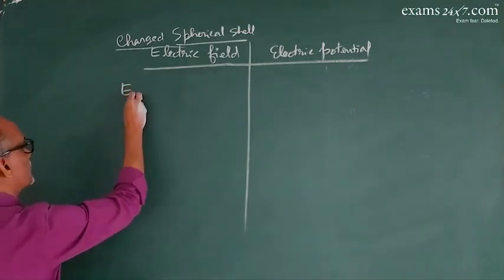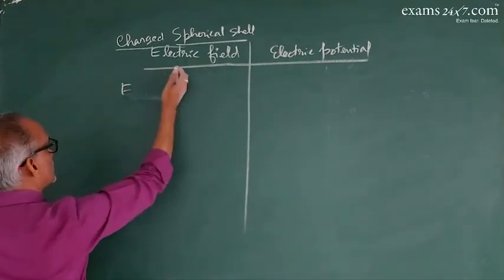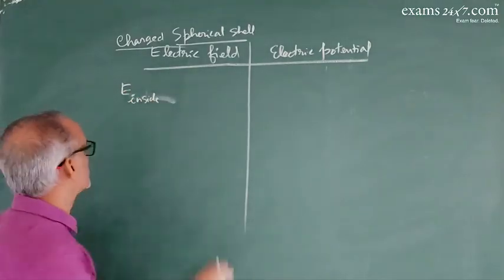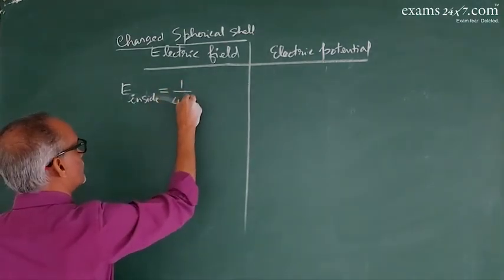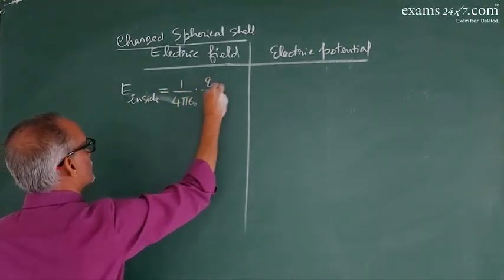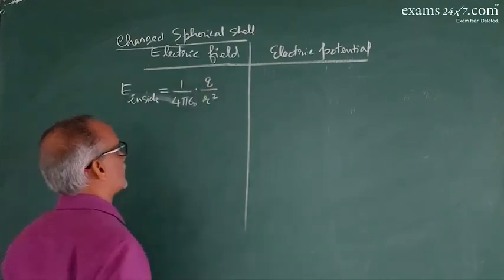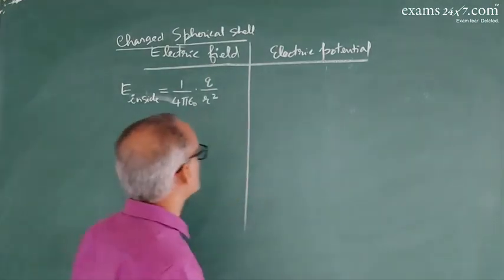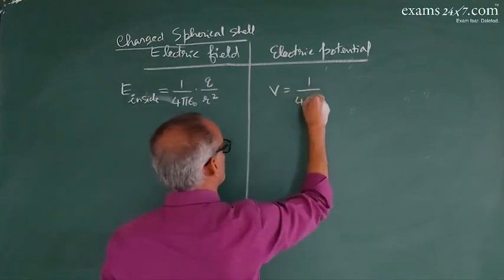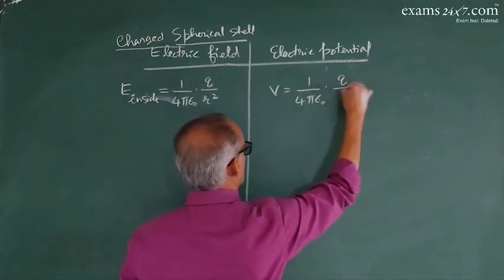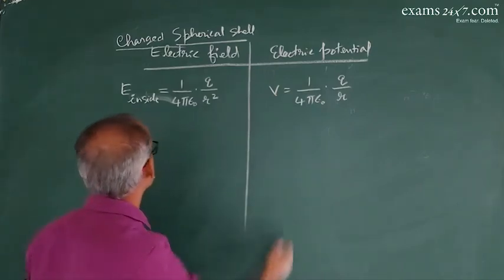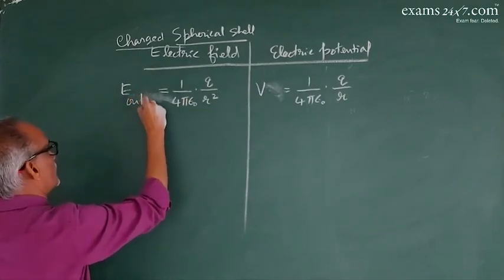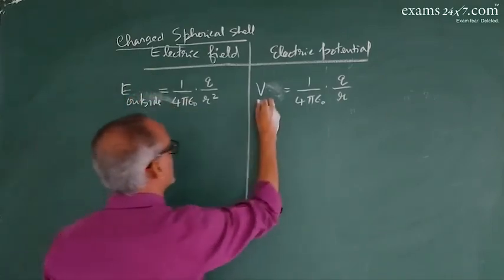What is the electric field anywhere outside the sphere? It's given by 1 by 4 pi epsilon naught q by r square, where r is the distance of the point from the center of the sphere. Potential is 1 by 4 pi epsilon naught q by r. Sorry, this is the potential outside.